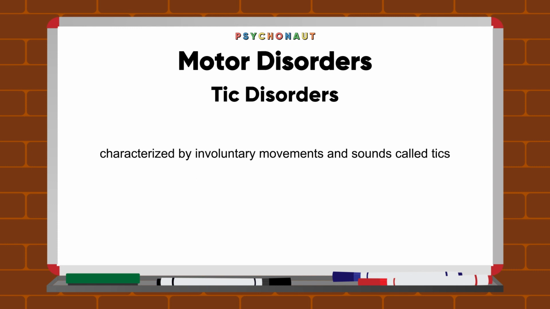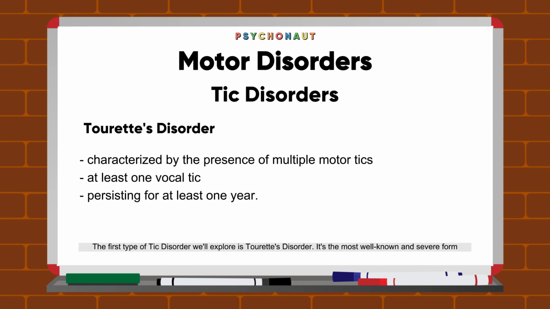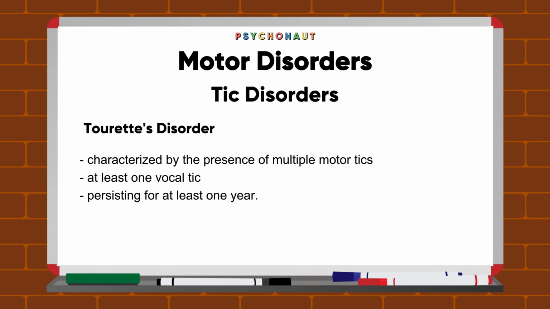Tic disorders are a group of neurodevelopmental conditions characterized by involuntary movements and sounds called tics. These tics can vary in frequency, intensity, and complexity, and they often begin in childhood. The first type of tic disorder we'll explore is Tourette's disorder. It's the most well-known and severe form, characterized by the presence of multiple motor tics and at least one vocal tic, persisting for at least 1 year. These tics can range from simple movements like eye blinking or shoulder shrugging to more complex actions or vocalizations. It's important to note that tics can change in type and severity over time.